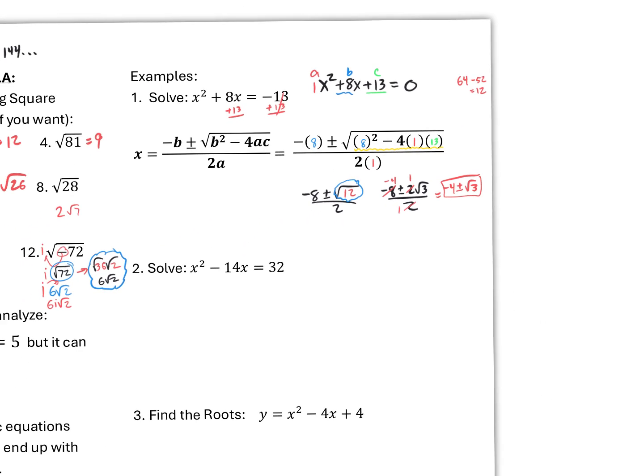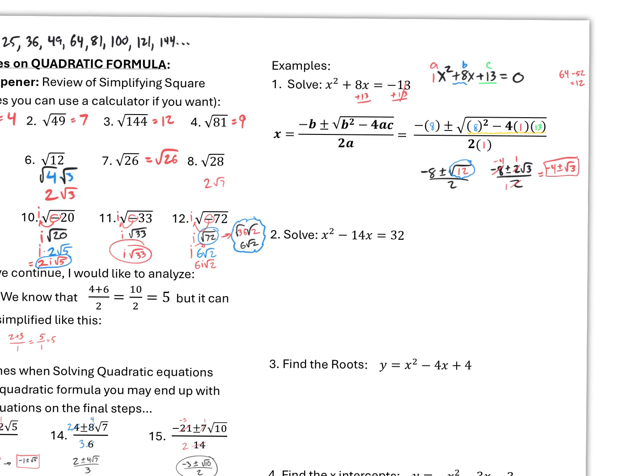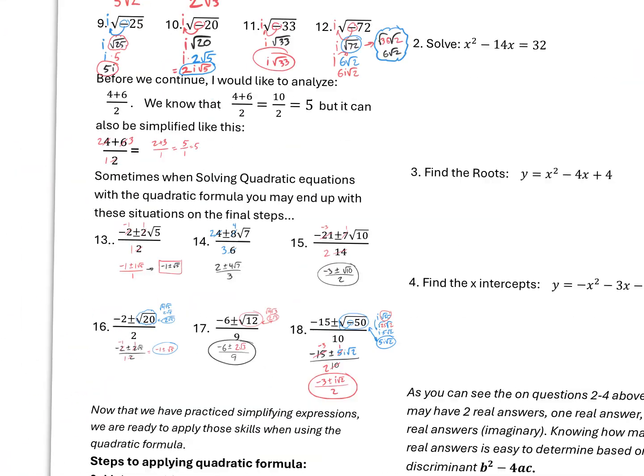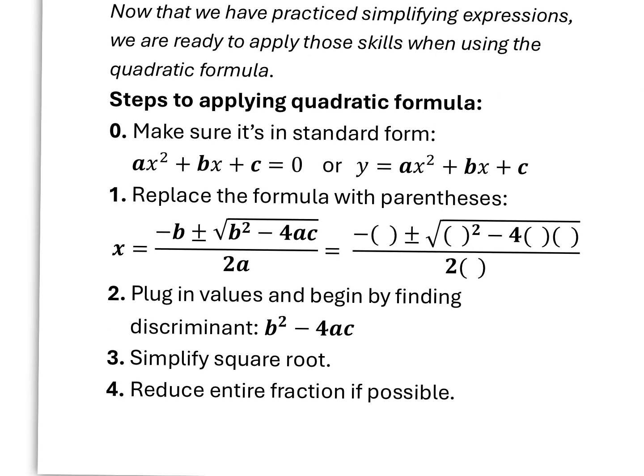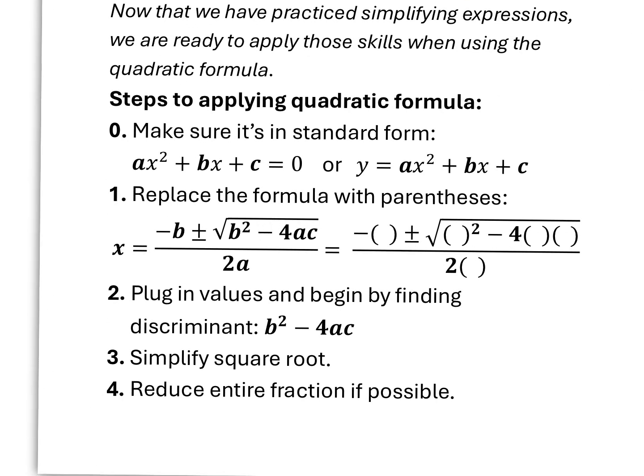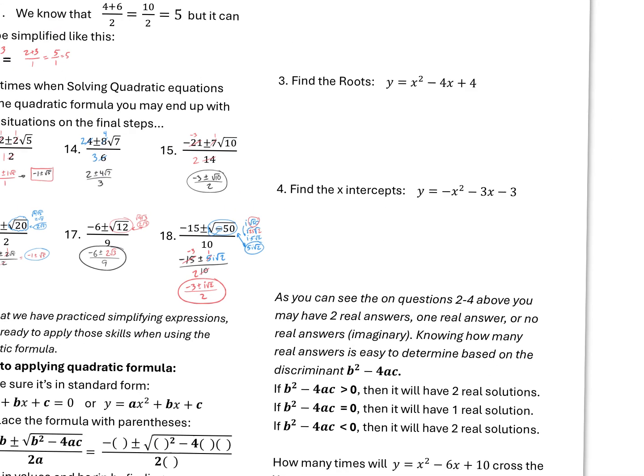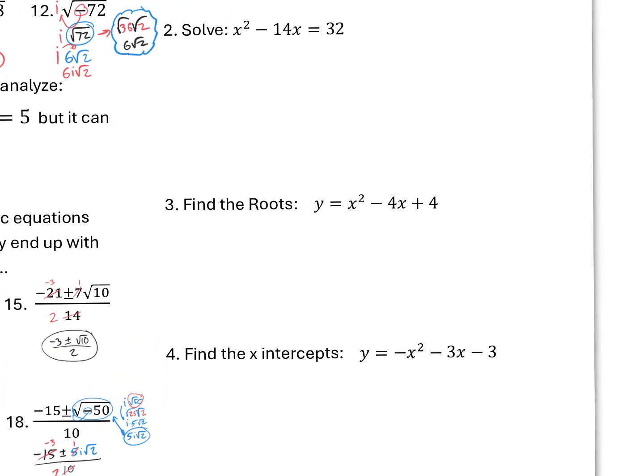Okay, so we're going to stop. We're going to end this video right here. I just hope that we understand these steps on how to solve using the quadratic formula. Step 1, make sure it's set equal to 0, or have y by itself. And then you can identify your A, your B, and your C, plug it into your formula with parentheses instead of the letters. And then you start with the discriminant, the b squared minus 4ac, and then you'll have a number, and then hopefully you can simplify that square root, and then you reduce the fraction, okay? In the next video, we'll pick up right here doing questions 2, 3, and 4, all with the quadratic formula.